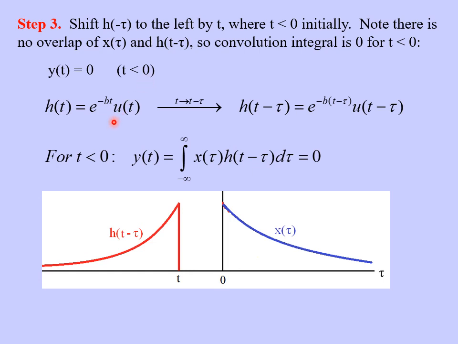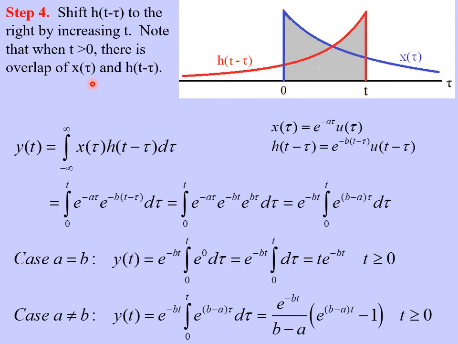You can go through and do the more formal mathematics of what we just said, but basically, for t less than 0, this red function is shifted to the left, and there's no overlap, so the product of these two gives us 0. Okay, so let's go on to a more interesting part of this problem.